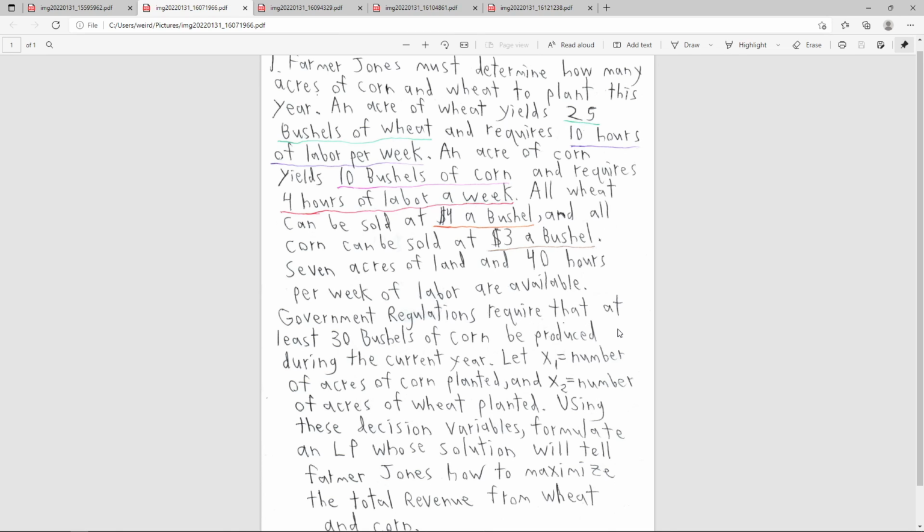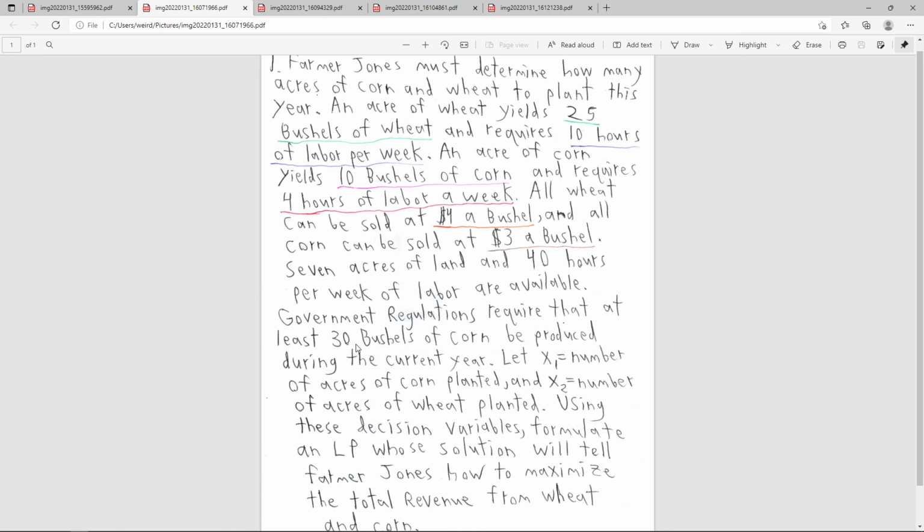Government regulations require that at least 30 bushels of corn be produced during the current year. I'd underline these, but I already got the things that are really, really big. I think these constraints are pretty obvious, and we'll see. So we need a minimum of 30.